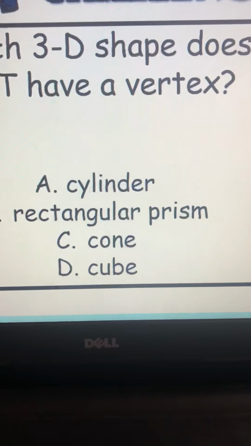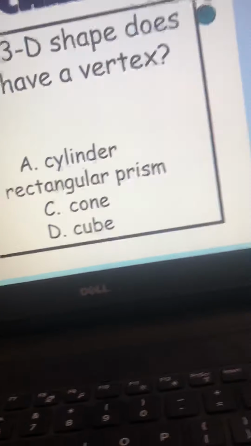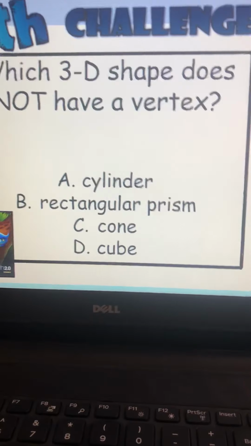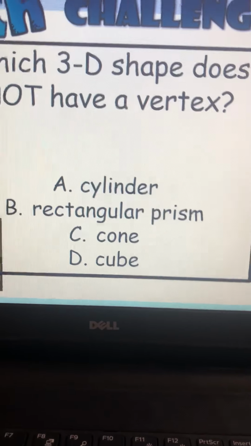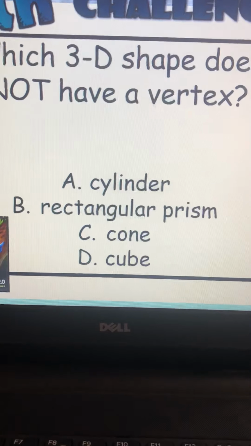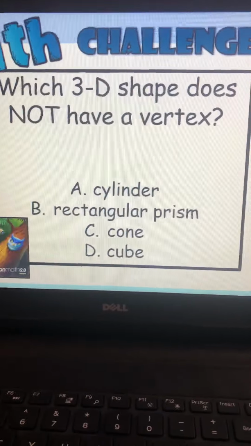And then finally, cube. Well, just like a rectangular prism, a cube has lots of corners. Think about like a dice. So that does have vertices. So the correct answer, yes, is in fact a cylinder.